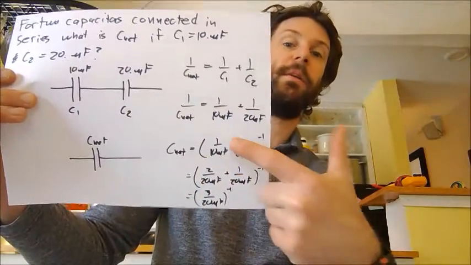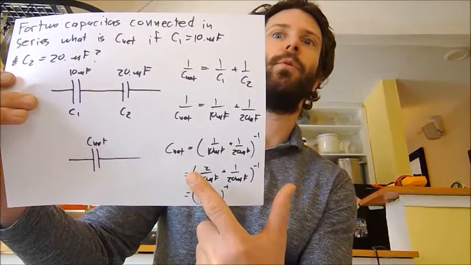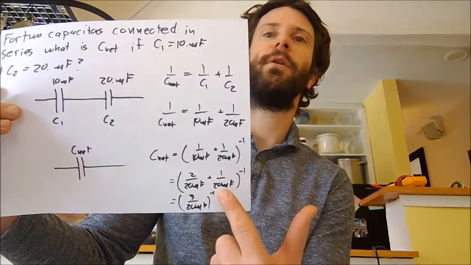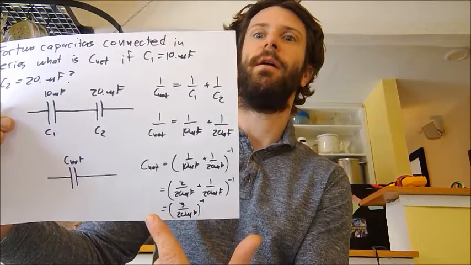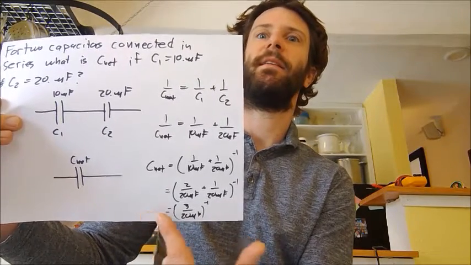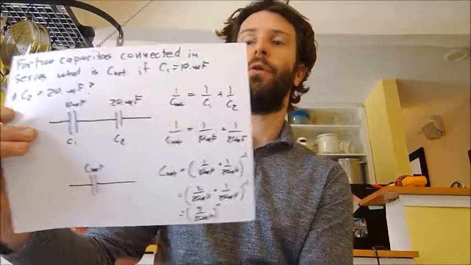So we go, okay, common denominator is 20 microfarads. So 2 over 20 plus 1 over 20 is 3 over 20 is C net. So we just take the reciprocal of this and get C net is 20 over 3. I'll put that here. C net is 20 microfarads over 3, which is 6.7 microfarads.